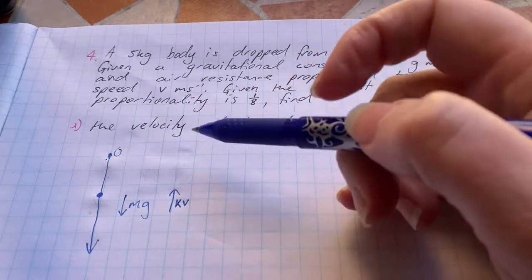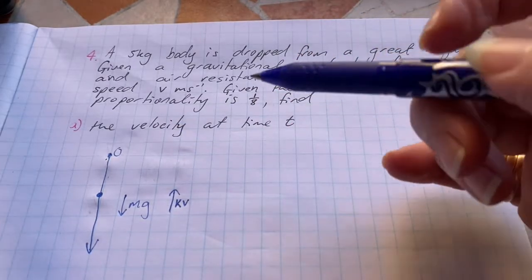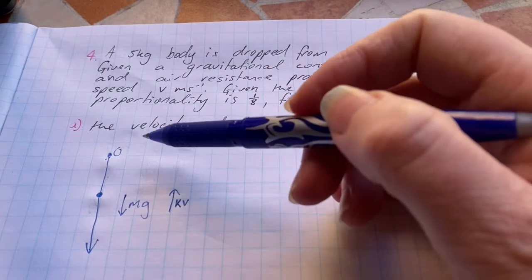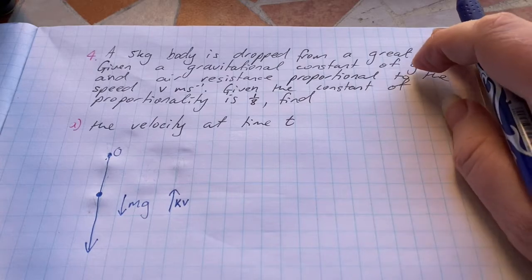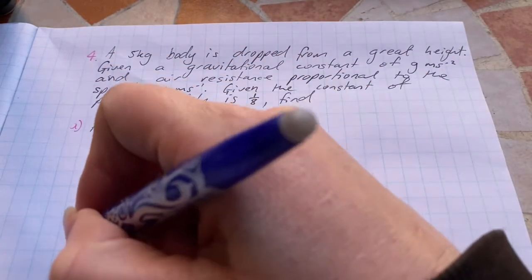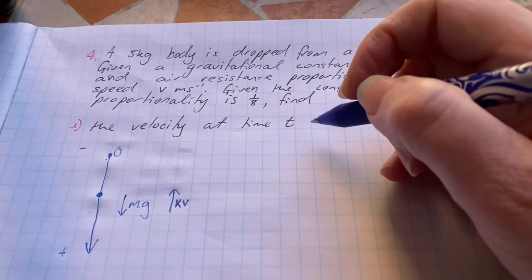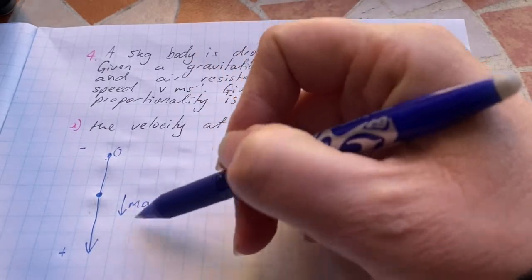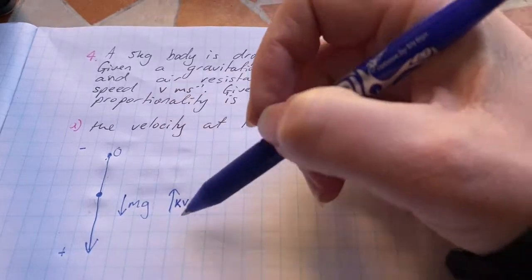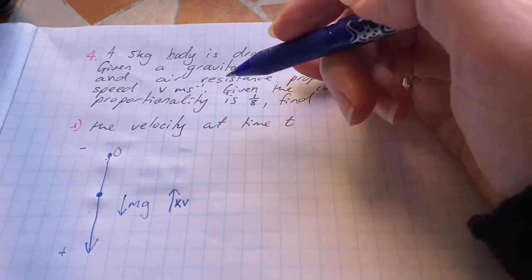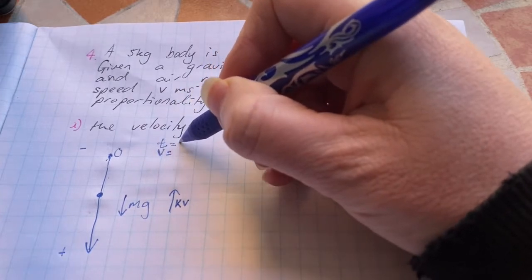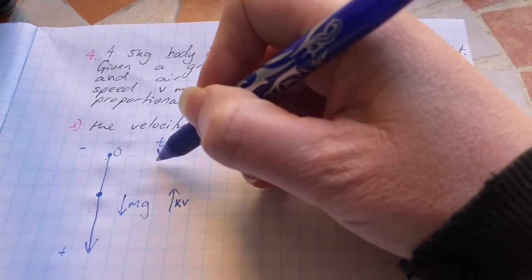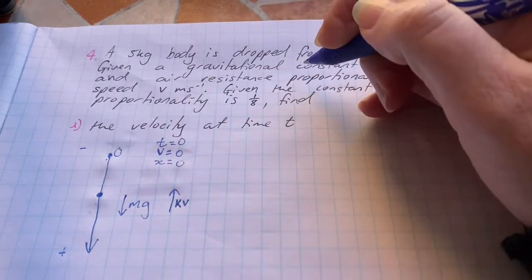Now, we can choose really here what our frame of reference is in terms of negatives and positives. I'm actually going to make downwards the positive. So there's positive and there's negative in that direction. So this mass times gravity is going in a positive direction, and the kV is going in a negative direction because it's going back up. Now, we know that it is dropped, so when time is equal to 0, velocity will equal 0, and we'll also call that the point where x equals 0.